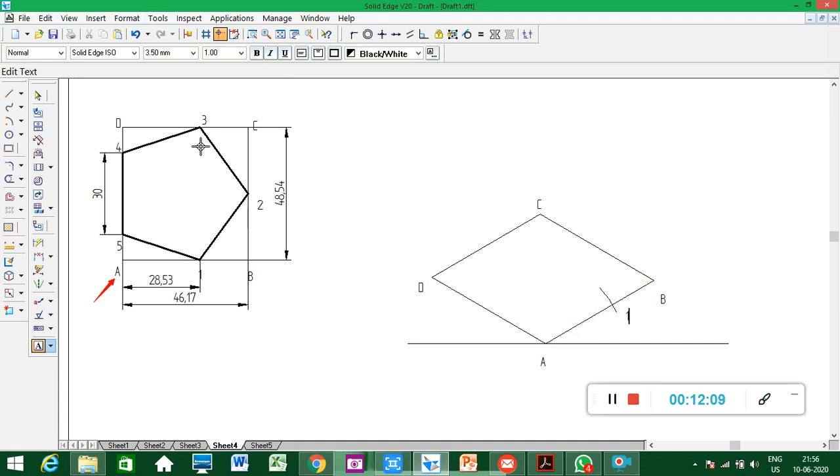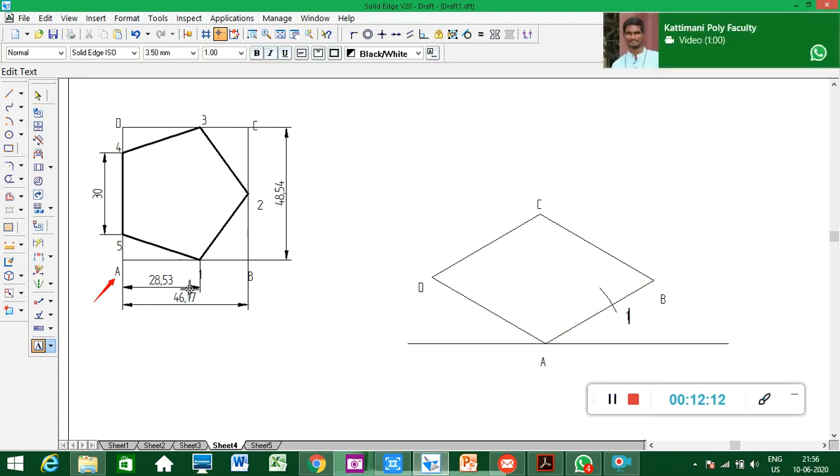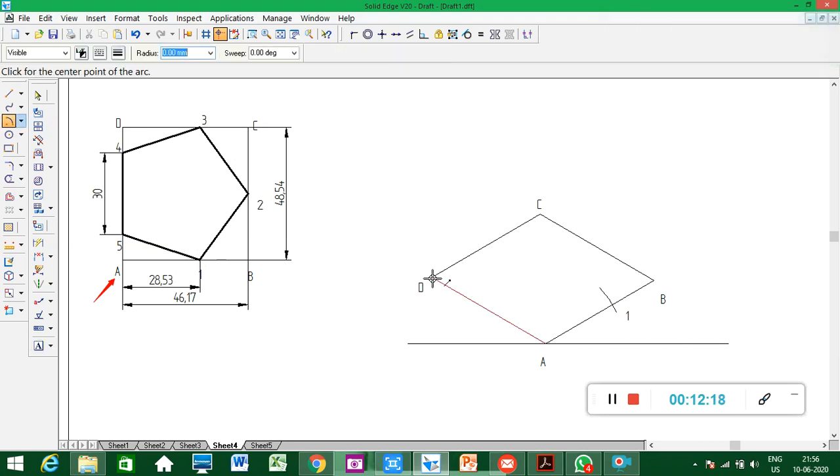Next, same way here. A1 is rotated 28.53, which means D3 is also rotated 28.53 only. So from here I'll draw the arc, 28.53. So this is your third point.